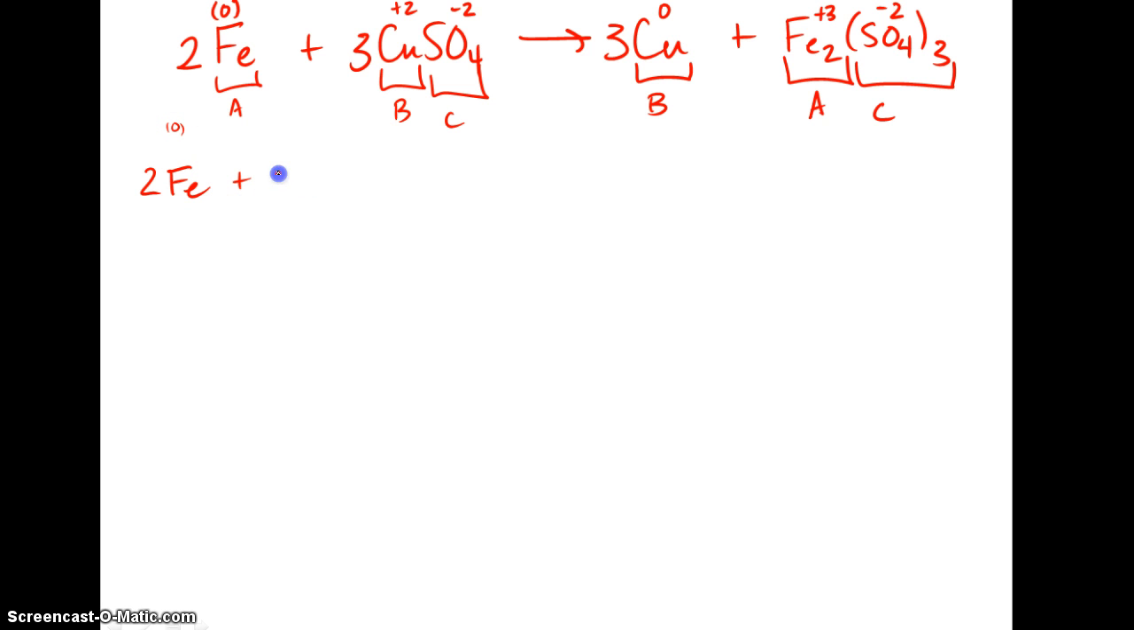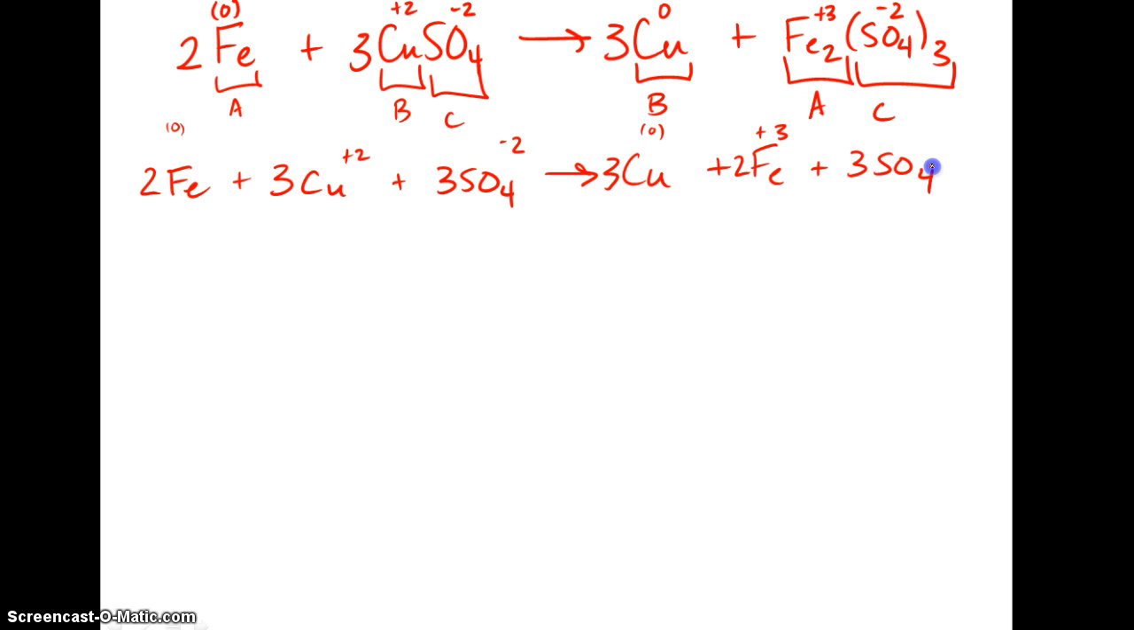I'll put a 0 there just for your sake, but normally you wouldn't. Plus 3 coppers that have a +2 charge. Plus 3 SO4s, which have a -2 charge. Okay? This copper over here, because it's by itself, has a 0 charge. We'll put a 0 there. And the iron has a +3 charge. I have 2 of the irons. I have 3 of the sulfates. They have a -2 charge each. All right. So now, similar to what we've done before, this is our full or total ionic equation.